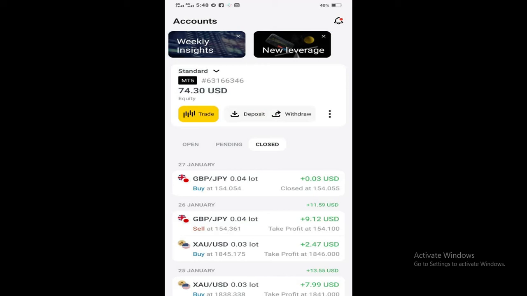So this is another testimony. You can see that this person is making profit in all his trades. He started with 50 US dollars, then he's been able to grow it to 74.30 US dollars within a short period of time.